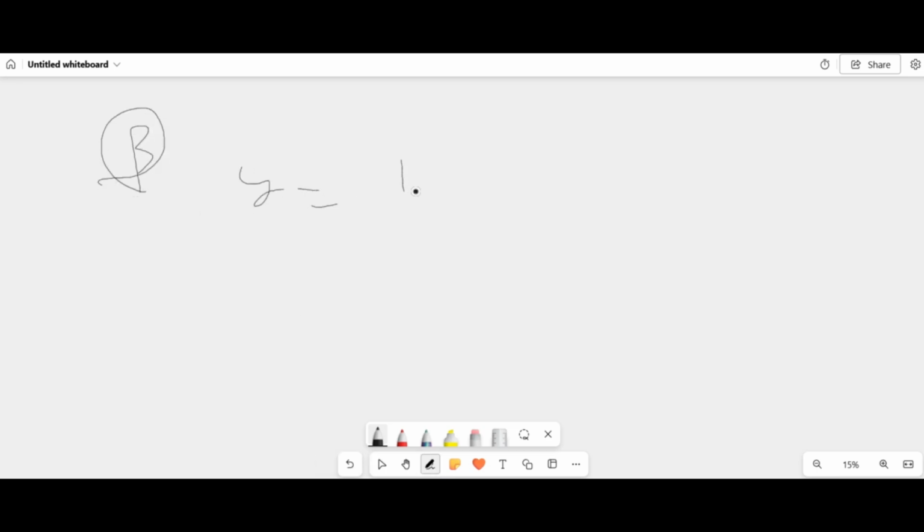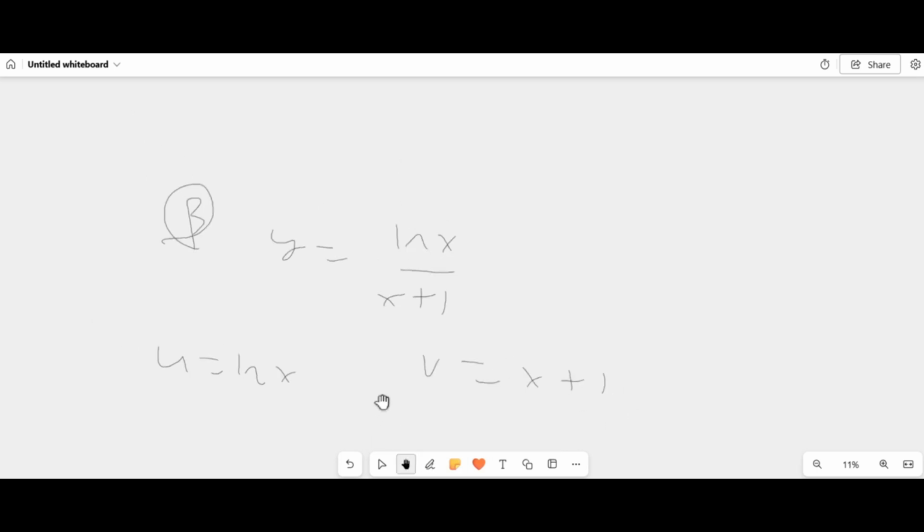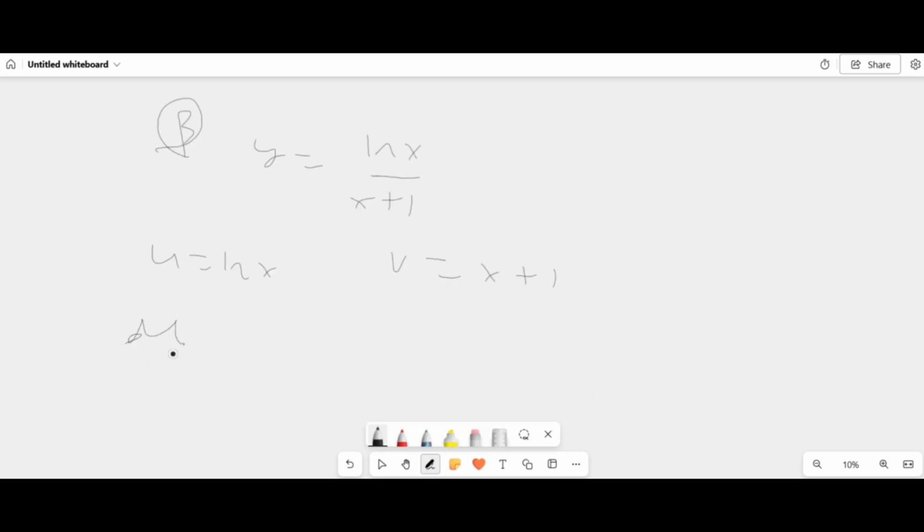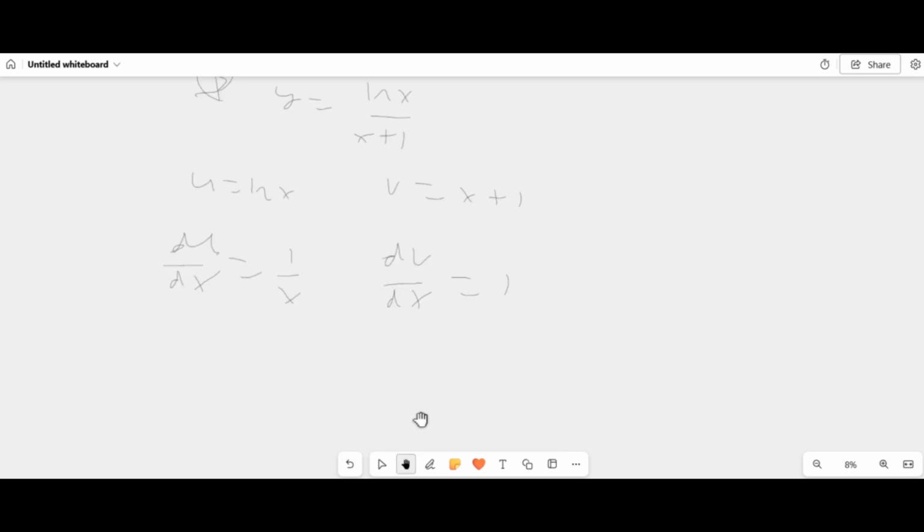So we've got y is equal to ln x over x plus 1. So u is going to be equal to ln x, and v is going to be equal to x plus 1. Then du over dx is going to be equal to 1 over x, because we're differentiating ln x, and dv over dx is going to be equal to 1, because we're differentiating that.